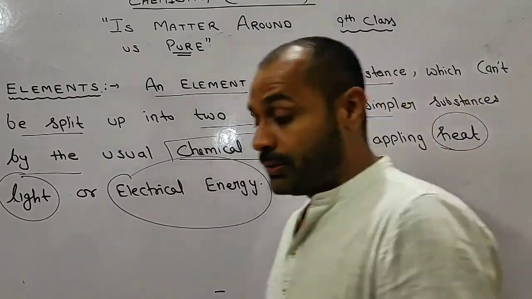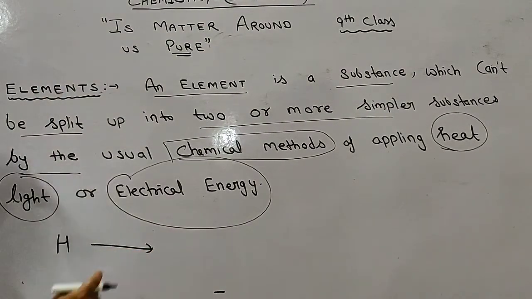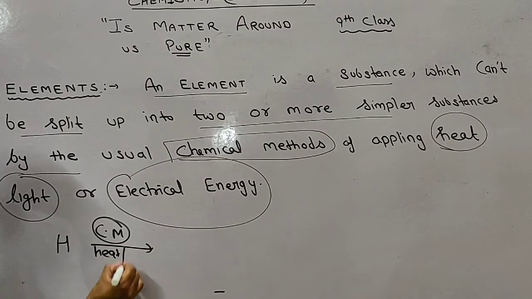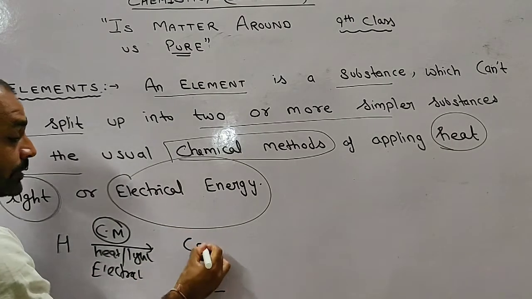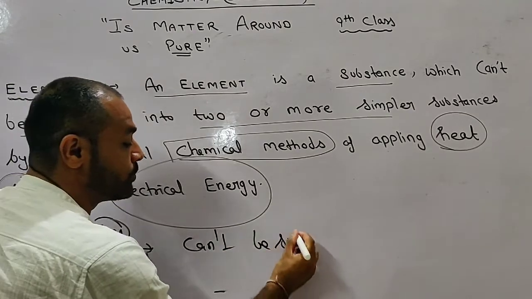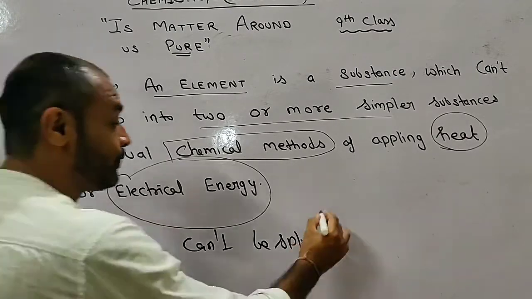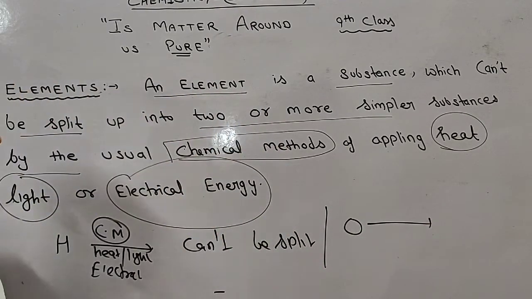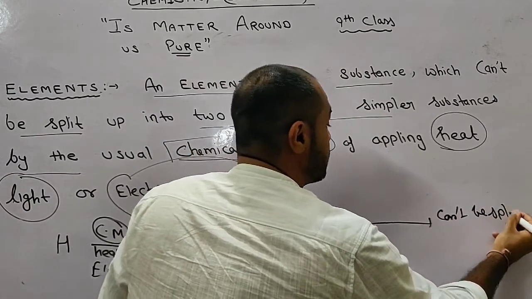For example, I am taking hydrogen element. When we apply the usual chemical method, that could be heat, that could be light, and that could be electricity, it cannot be split any further. This hydrogen atom will not be split any further. In the same way, let's take the example of oxygen. Even oxygen, the element of oxygen, also can't be split any further.